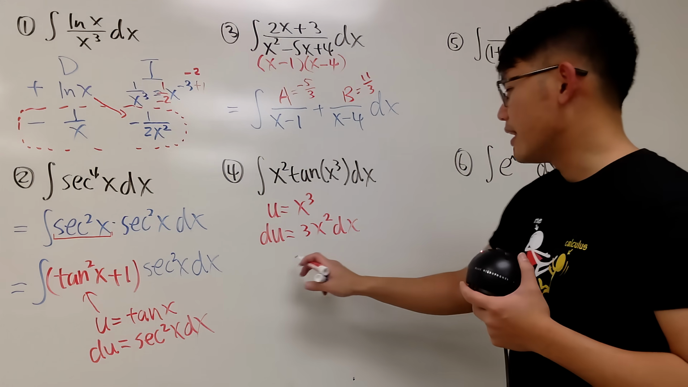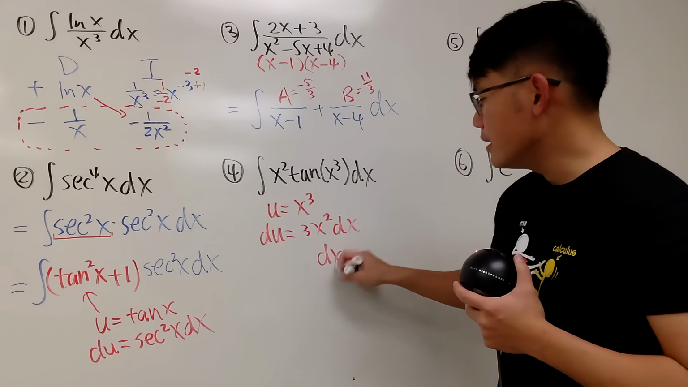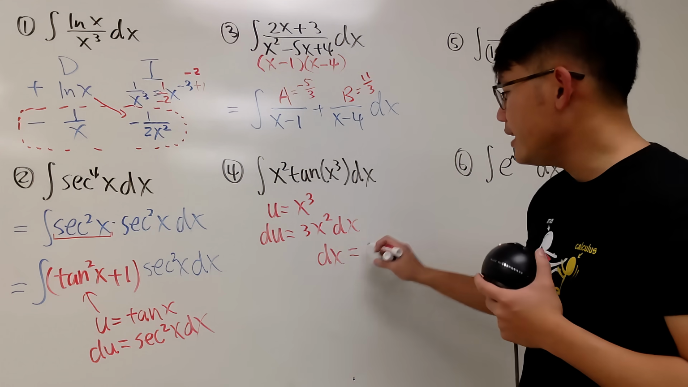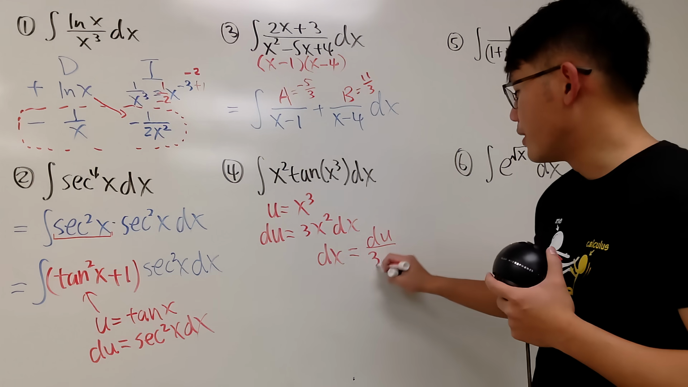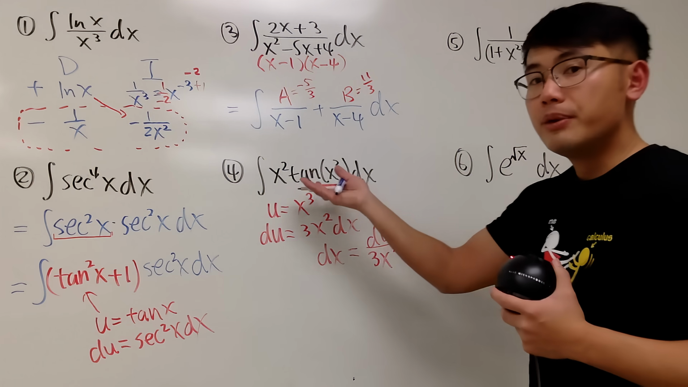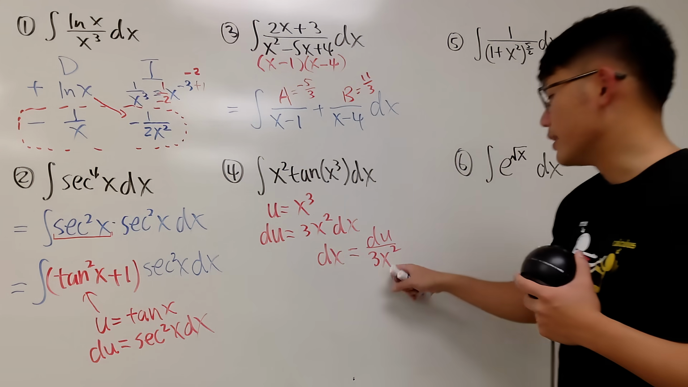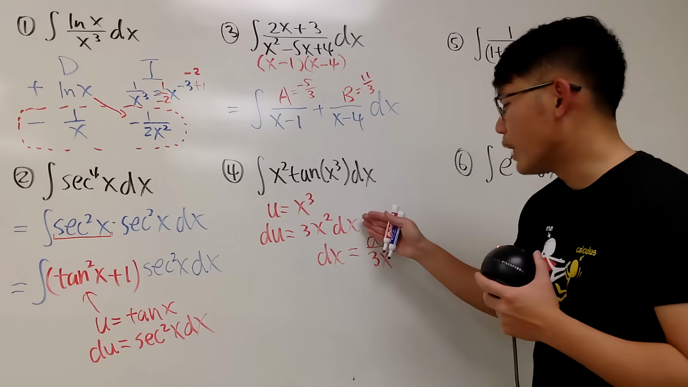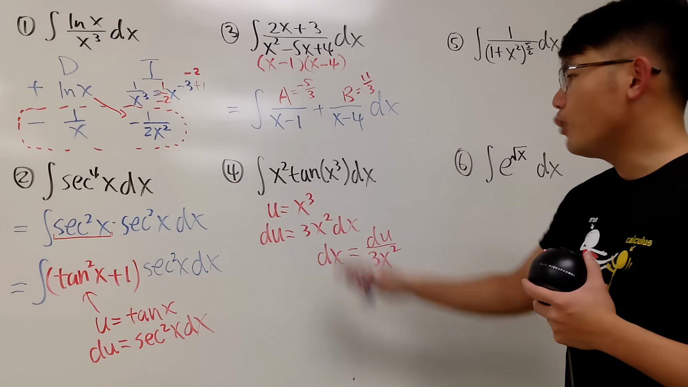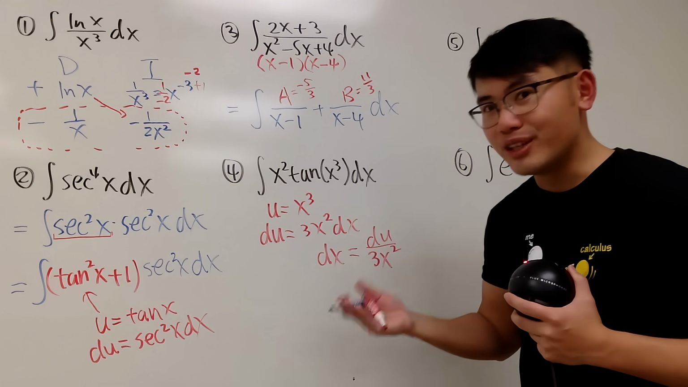And if you want to isolate the dx, I think that will be easier. Let's divide this on both sides. We get dx equals du over 3x squared. Put this in the u world, and as you can see, the x squared will cancel out. You will have a 1/3 factor. And you will have to know how to integrate tangent of u.